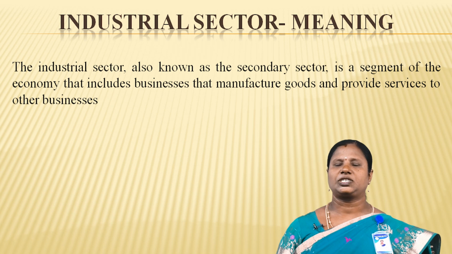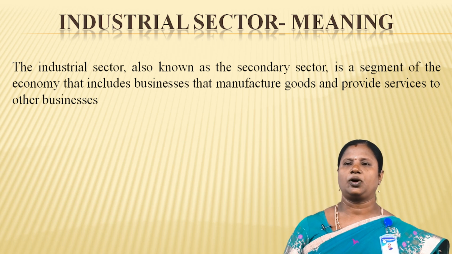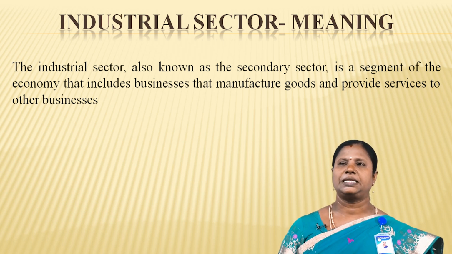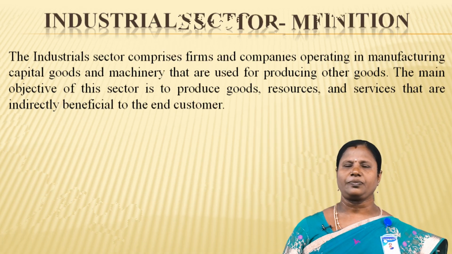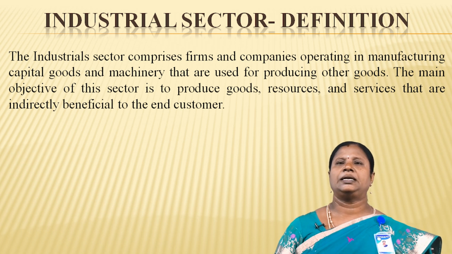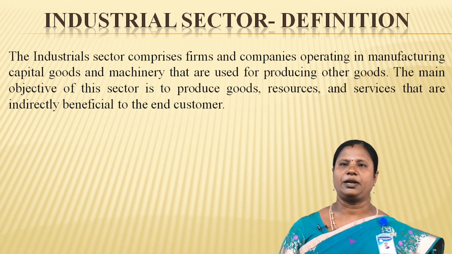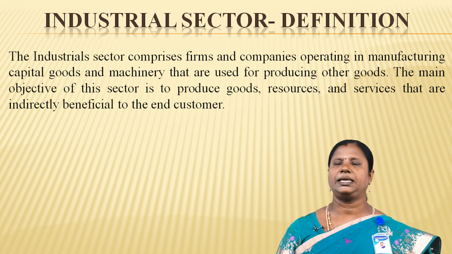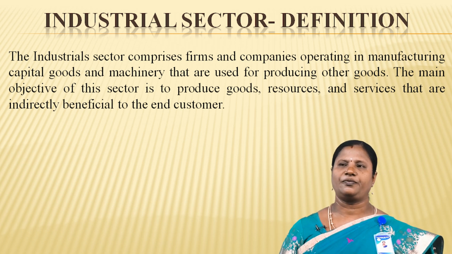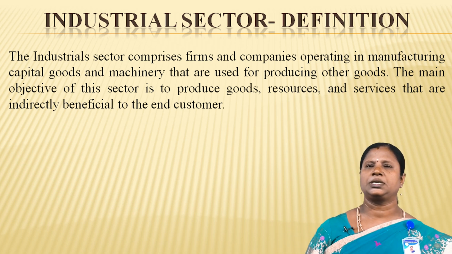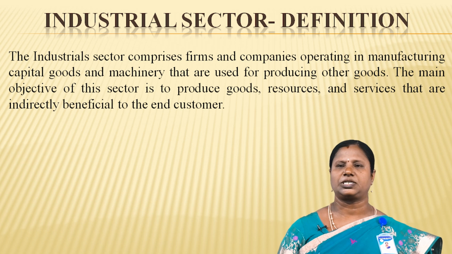Today my topic is the industrial sector. That means the industrial sector, also known as the secondary sector, is a segment of the economy that includes businesses that manufacture goods and provide services to other businesses. Industrial sector definition: the industrial sector comprises firms and companies operating in manufacturing capital goods and machinery that are used for producing other goods. The main objective of this sector is to produce goods, resources and services that are directly beneficial to the end customer.